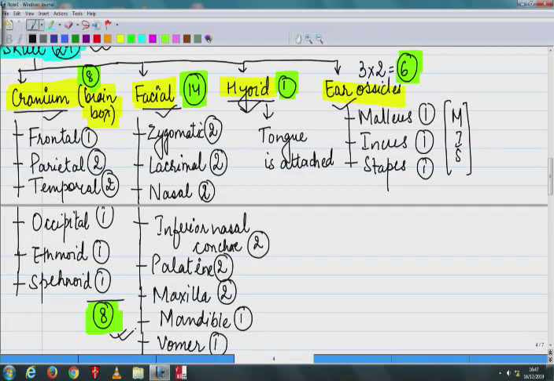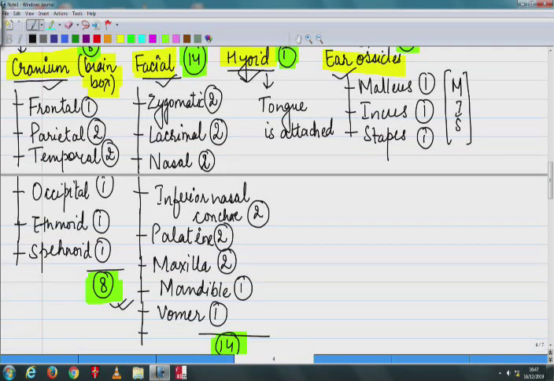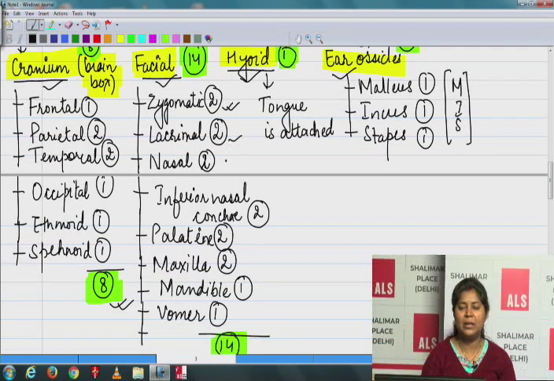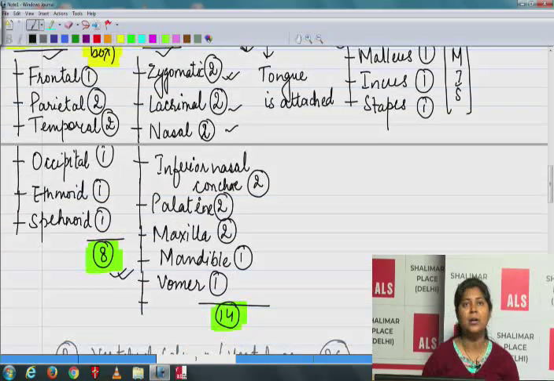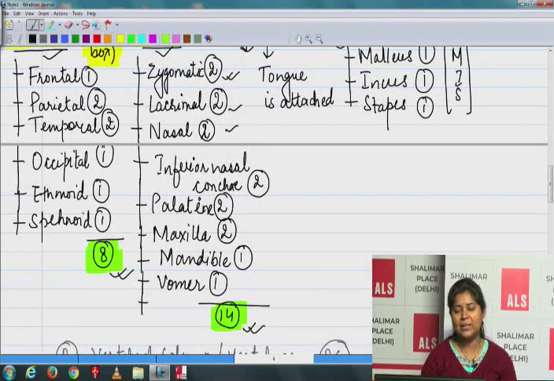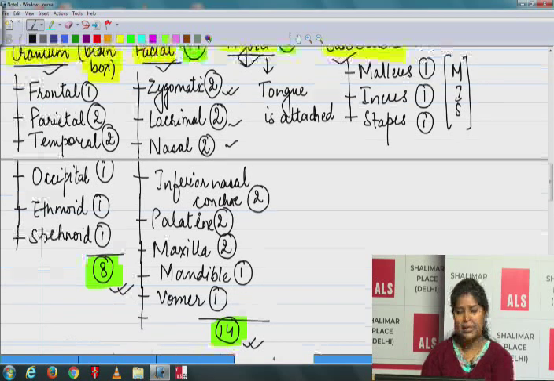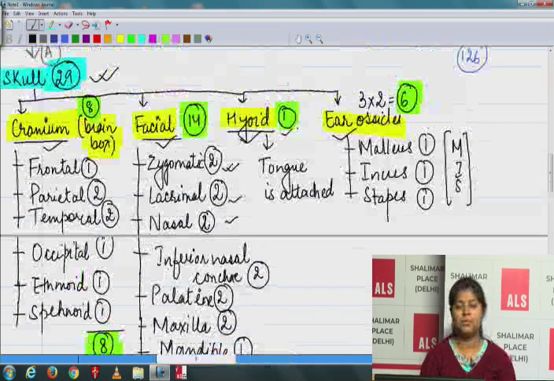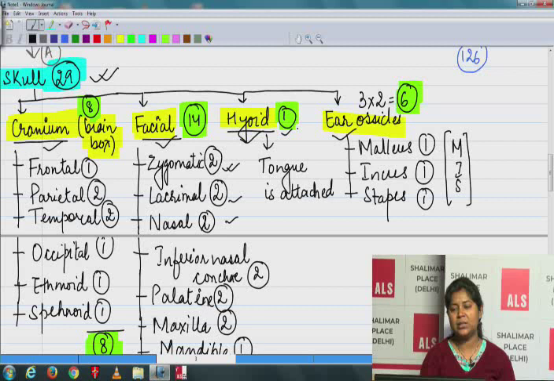Just let me know in case you are not able to place the bones properly. Then zygomatic, lacrimal, nasal, inferior nasal concha, palatine, maxilla, mandible, vomer. A total of 14 bones comprise your facial structure. The tongue is attached to a single bone, the hyoid.